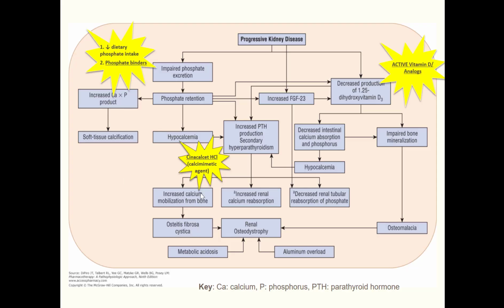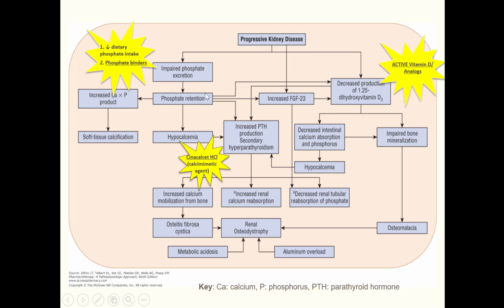This slide may be intimidating, however, it summarizes the entire CKD-MBD very well. First off, we're going to start with progressive kidney disease. And then we are going to focus on impaired phosphate excretion, which leads to phosphate retention. This can increase the calcium and phosphorus product, which can lead to soft tissue calcification. Increased phosphate also leads to hypocalcemia. How do we prevent this? We are going to decrease dietary phosphate intake and/or use phosphate binders.